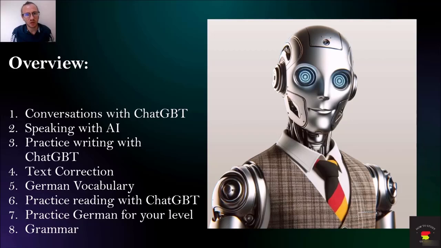After this, you're going to see how you can speak to an AI. We are using the Chrome extension Talk to ChatGPT. Then we have a focus on writing, how you can practice writing and how you can get any text or any email corrected by ChatGPT. In this course, you're also going to learn how you can practice vocabulary and grammar and reading with the help of ChatGPT. At the end of the course, you're going to see how you can practice German for your level with the help of ChatGPT.